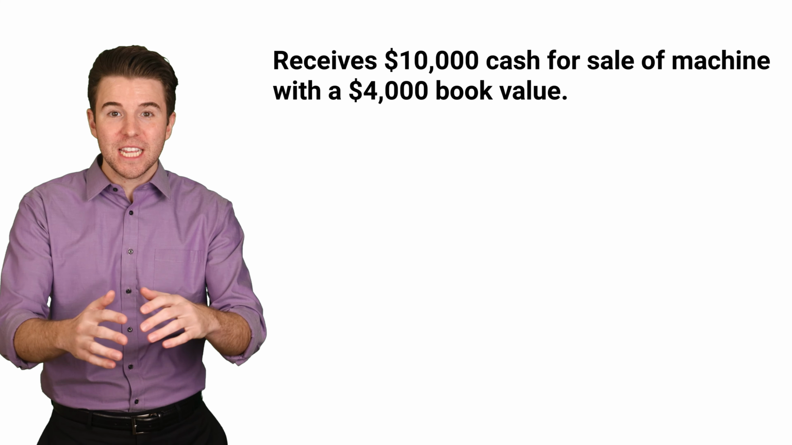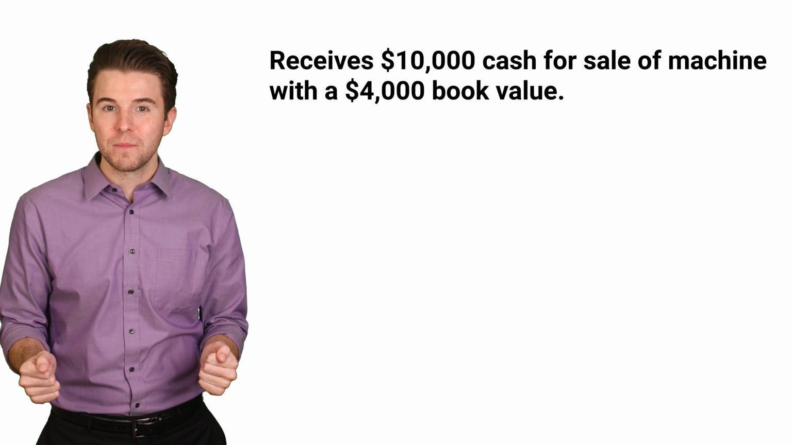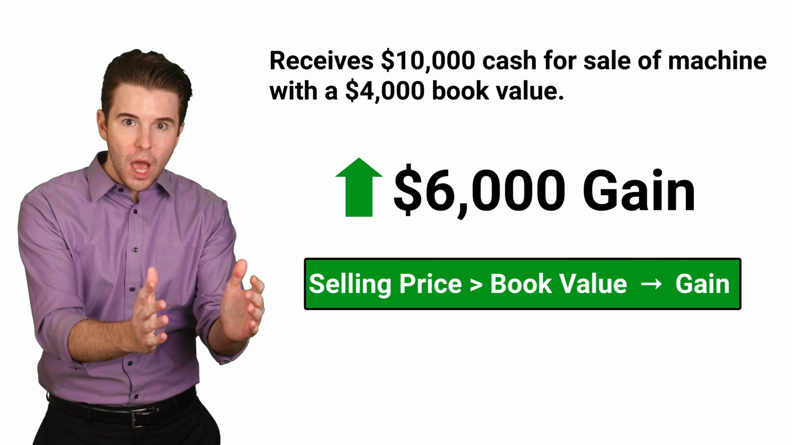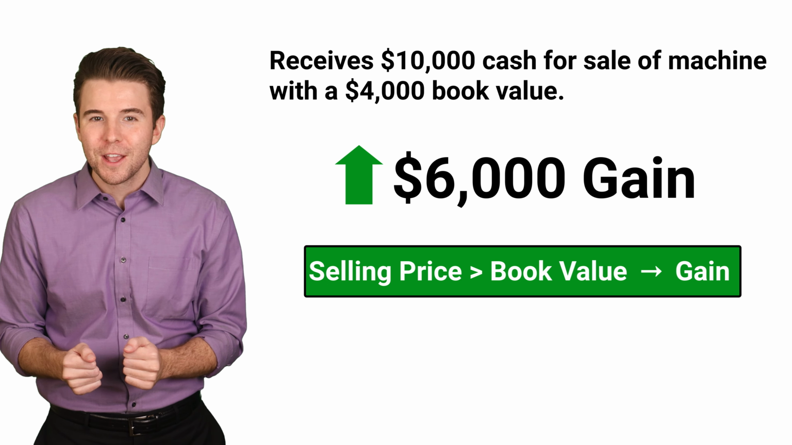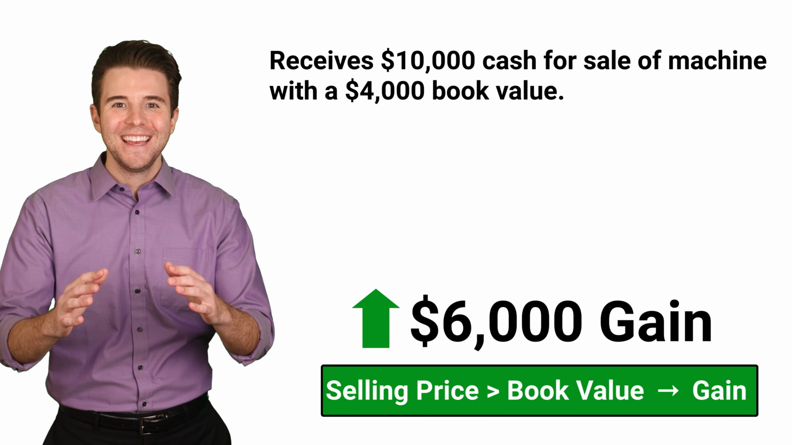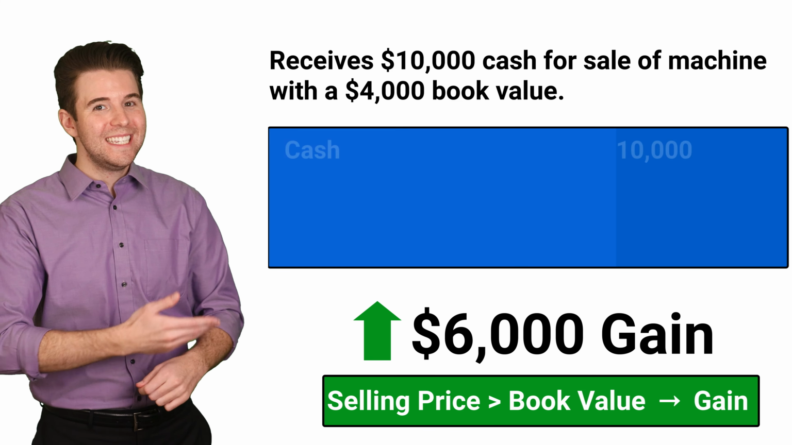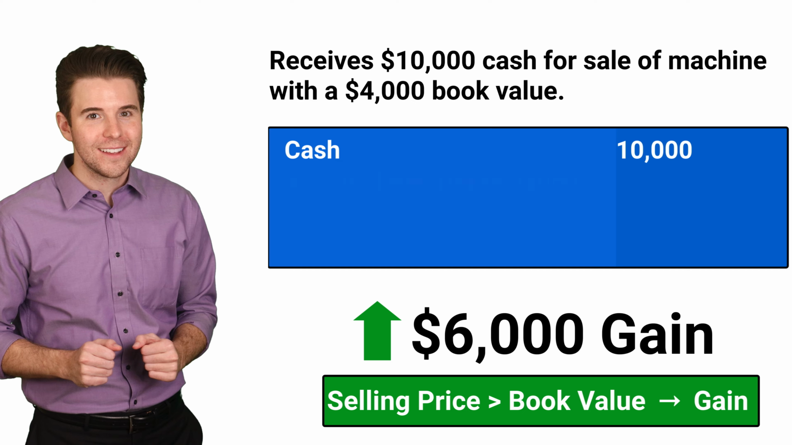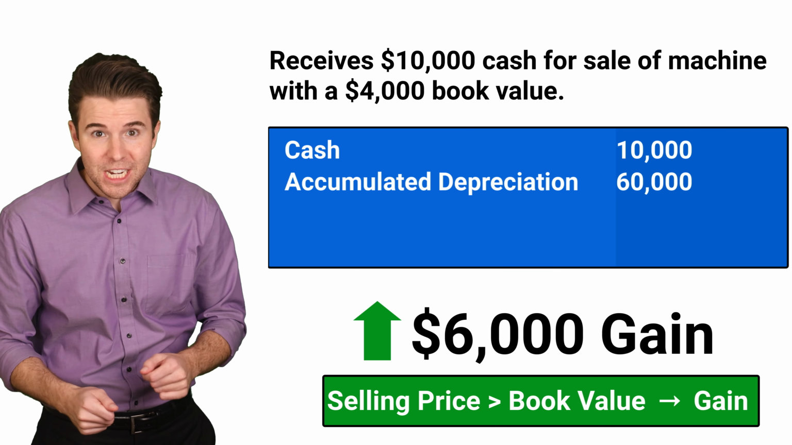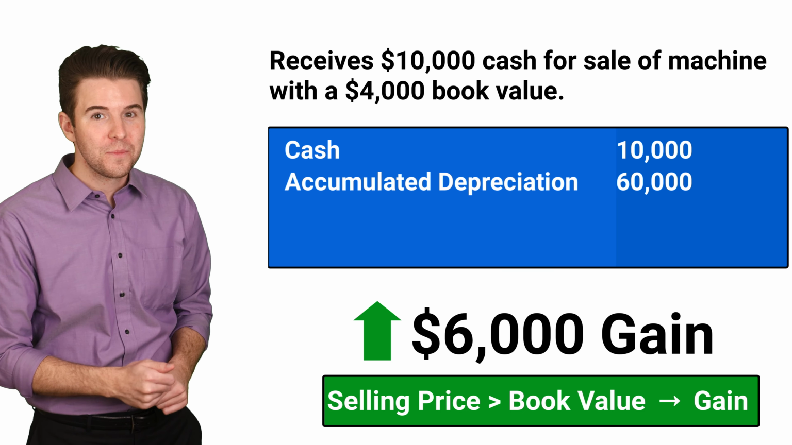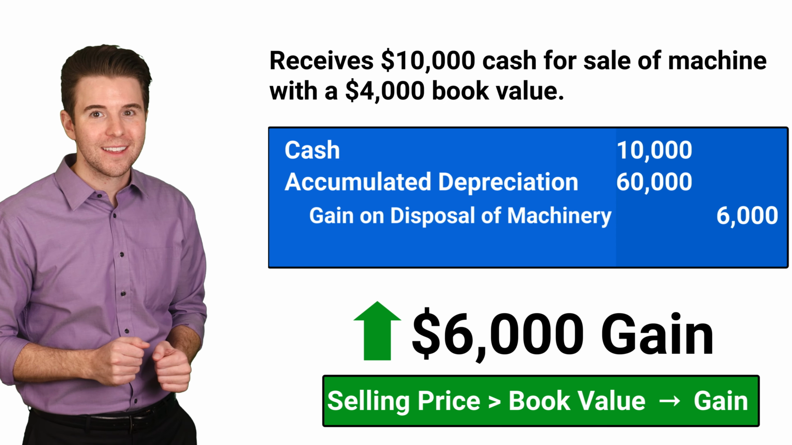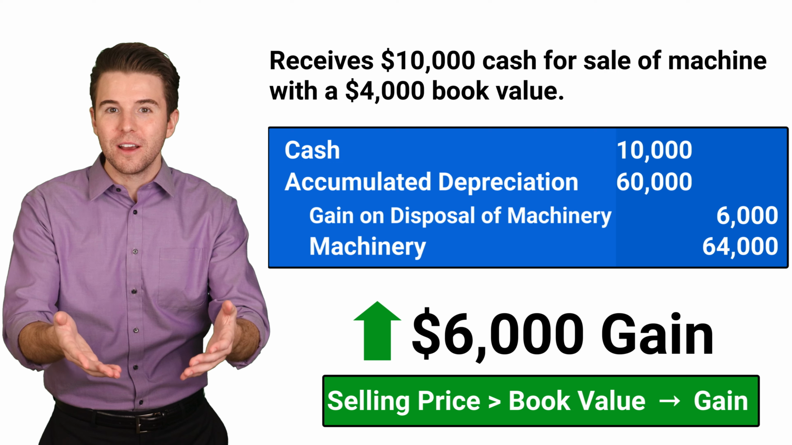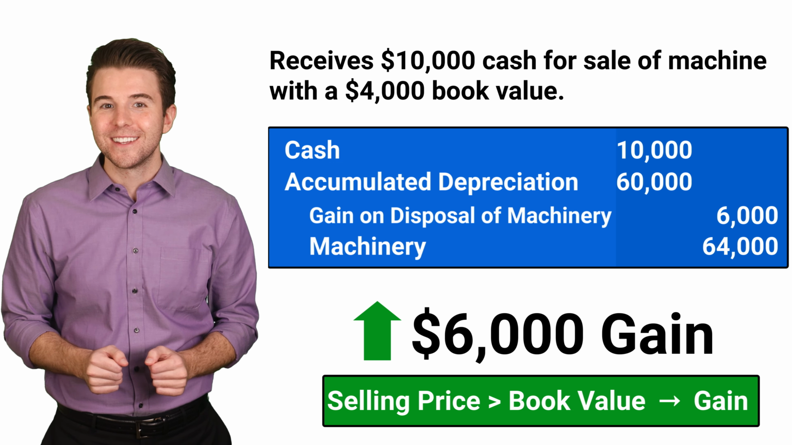If the company receives $10,000 cash, which is $6,000 more than the machinery's $4,000 book value, we record a gain. In this entry, we debit cash for $10,000, debit accumulated depreciation for $60,000, credit gain on disposal of machinery for $6,000, and credit machinery for $64,000.